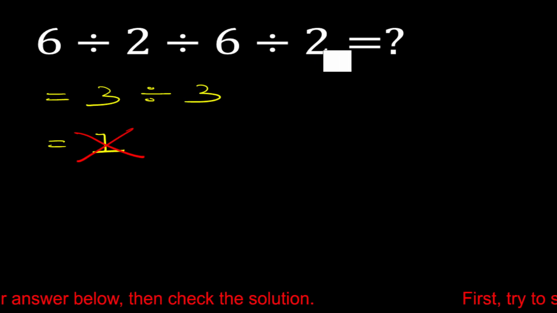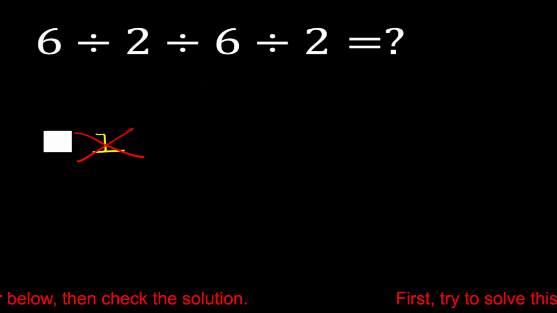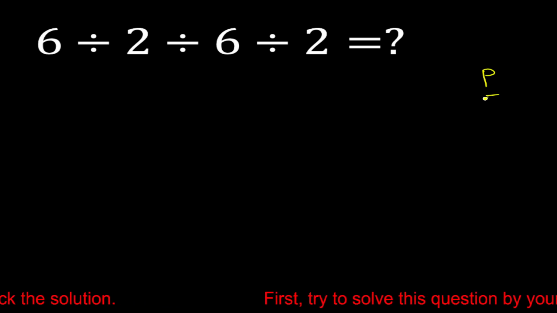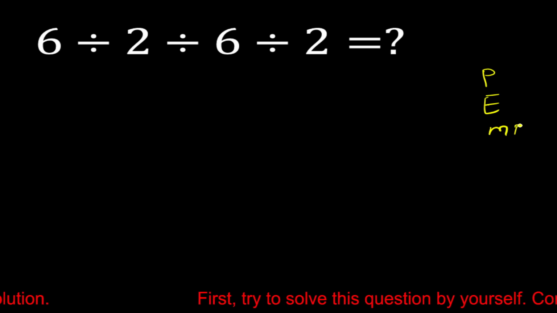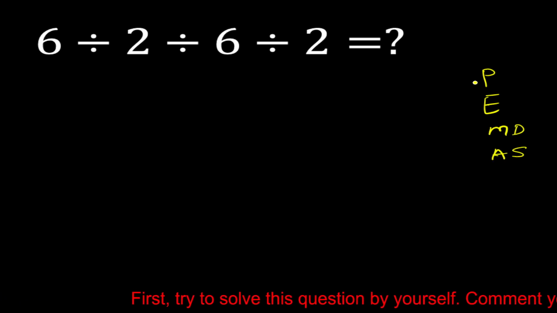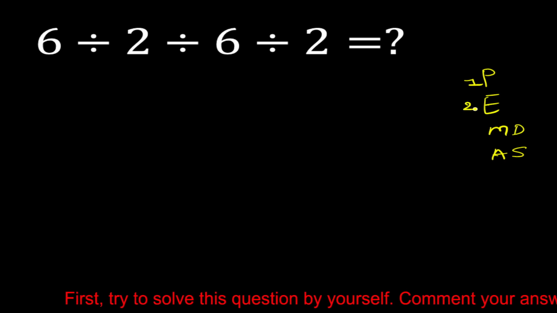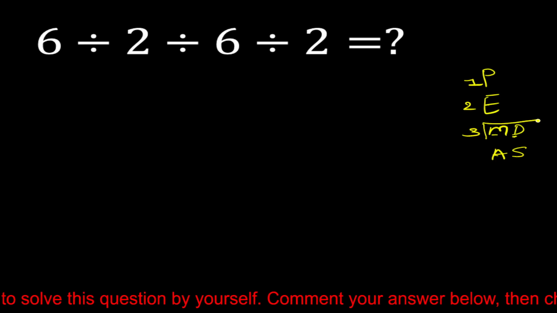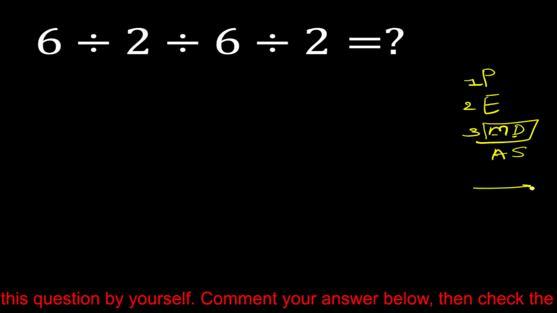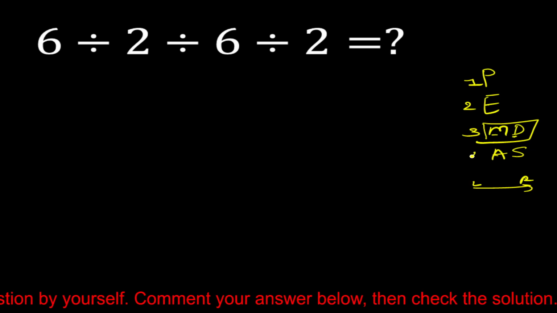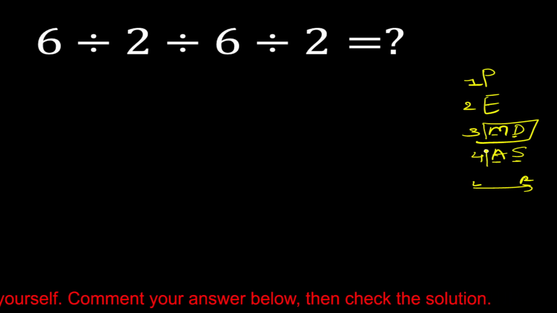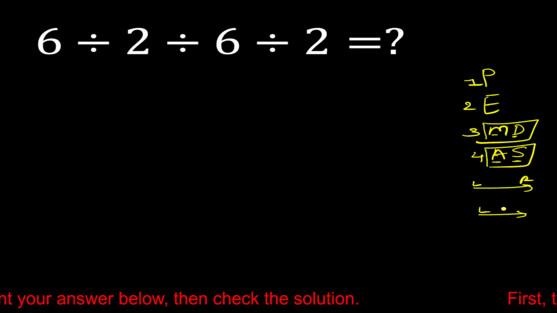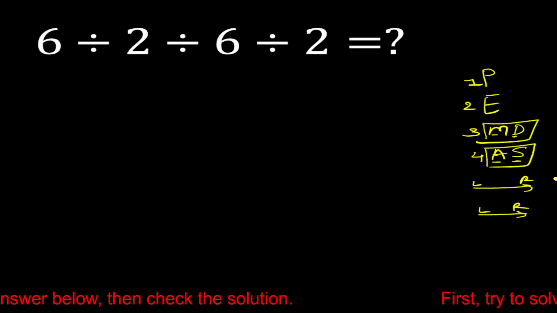So now let's solve this problem correctly by using the PEMDAS rule. Okay. PEMDAS: P, E, M, D, A, S. According to PEMDAS, first priority is parentheses, second priority is exponents, third priority is multiplication and division. Here multiplication and division both have equal priority, so we have to solve it from left to right. Fourth and last priority is addition and subtraction. Also addition and subtraction both have equal priority, so we have to solve it from left to right, okay?